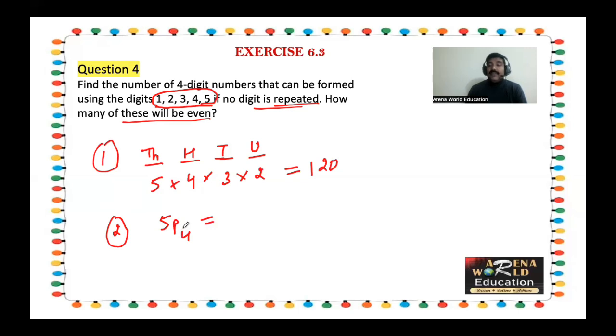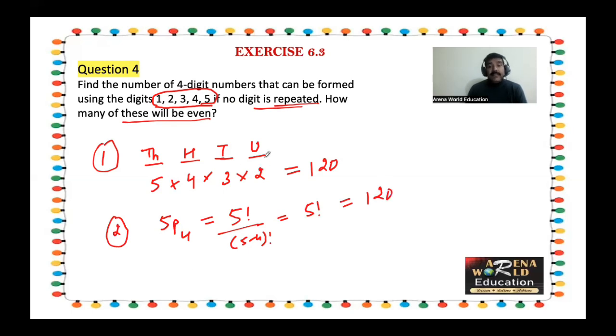Out of 5, we are taking 4 digits. So 5P4, which is 5 factorial divided by (5 minus 4) factorial, so it is 1 factorial, right? So this will be the same 5 factorial, and 5 factorial is 5 into 4 into 3 into 2 into 1, and that is again 120.